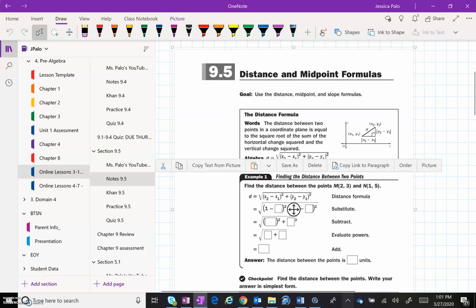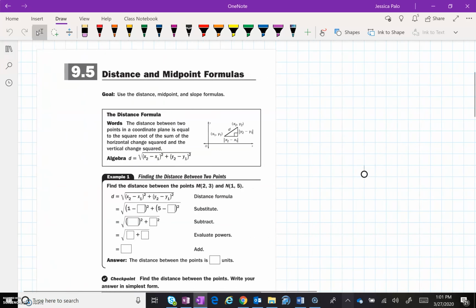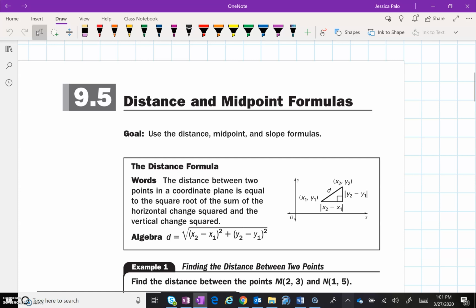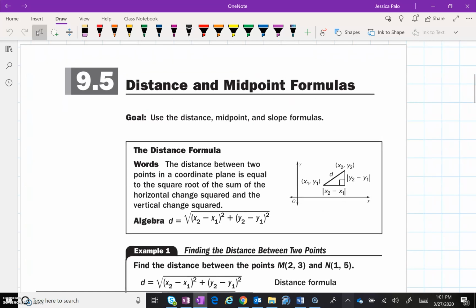This is Pre-Algebra, Chapter 9, Section 5, Distance and Midpoint Formulas. So this section is new. You haven't seen these formulas before, but you are given the formula, and all you have to do is substitute. So the distance formula measures the distance between 2 points on a coordinate plane. You don't need any other information except the 2 coordinates.